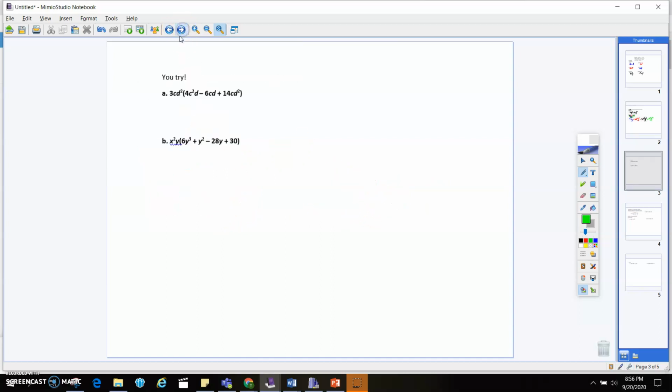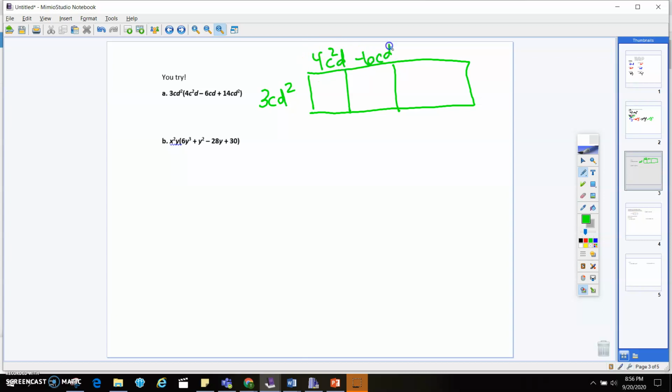All right. So I want you to try A and B on your own. Make sure that you pause the video and try these on your own. They can be a little tricky, so just try to take it slow. And again, you can use color or you can use the box method. What I mean by the box method is you can draw this box out, and you could say there are 3 terms in here. You could say 3cd squared and 4c squared d and negative 6cd and 14cd squared. So you're going to multiply each of these if that helps you with your setup. If not, you can use the arrows. But again, you're going to pause the video and try it on your own.